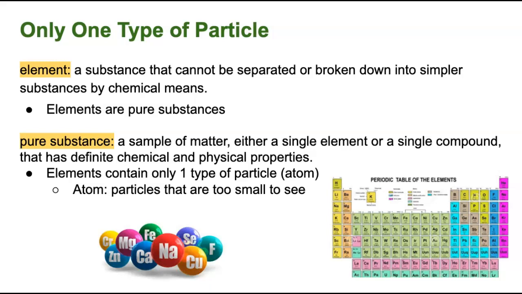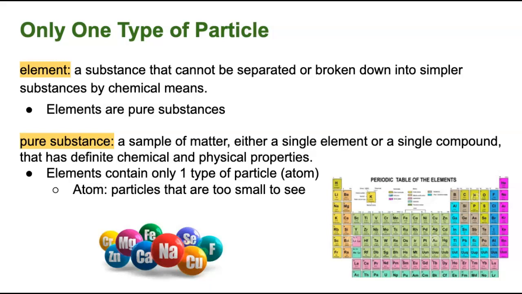So an element is a substance that can't be separated or broken down into anything more simple by chemical means. In other words, an element is a pure substance. Thinking back to what we talked about in chapter 1, a pure substance is a sample of matter that's going to be either a single element or a single compound. So while water, H2O, might be considered a pure substance because it's a single compound, an element is even more purified than that. It's a single substance, not any 2 things joined together.